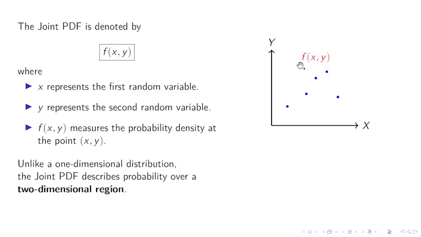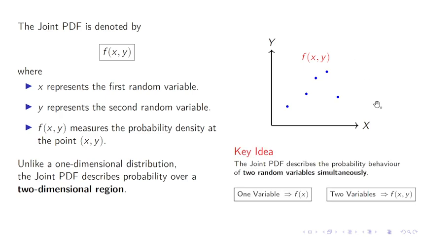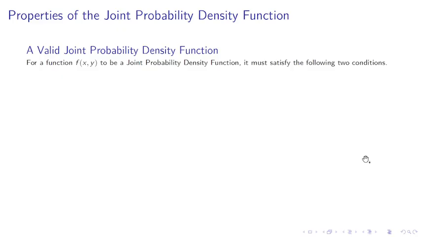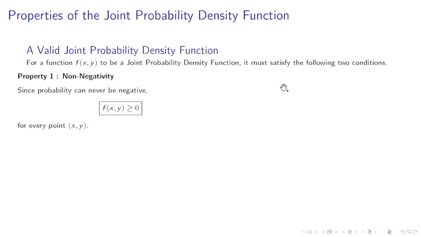Here, f of xy gives us the probability of occurrence of that event jointly. The joint PDF describes the probability behavior of two random variables simultaneously, whereas for one variable we denote it as f of x, for two variables f of x comma y. The properties are similar to univariate. A valid joint probability density function must satisfy the following conditions.